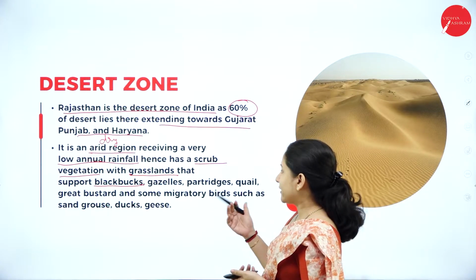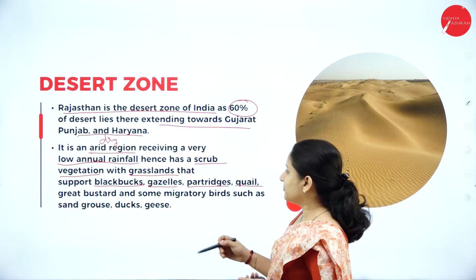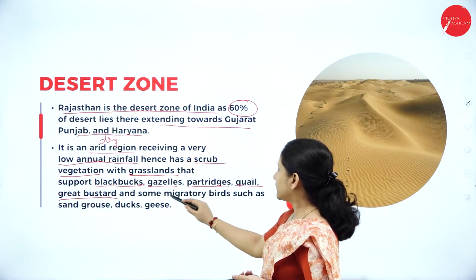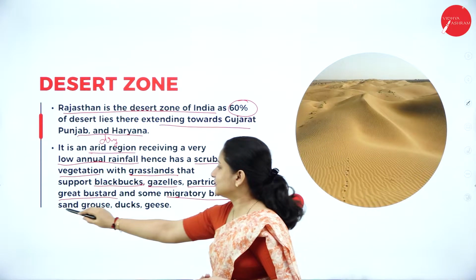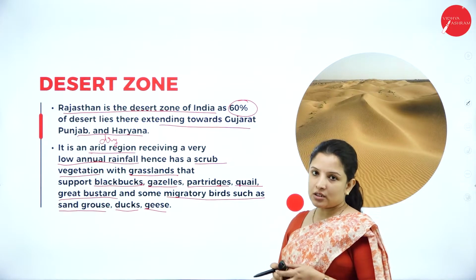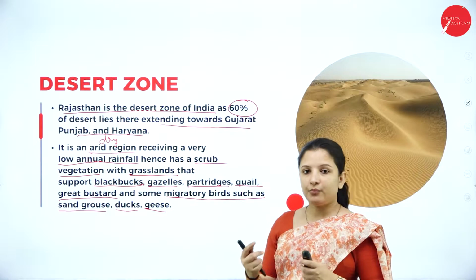So here blackbucks, then gazelles, then partridges, quail. Quail is a bird. Then the great Indian bustard, it is a bird. And some of the migratory birds such as the sandgrouse, ducks and geese. So all these are found in Rajasthan. Even though you find them, they are very, very minimal in population.